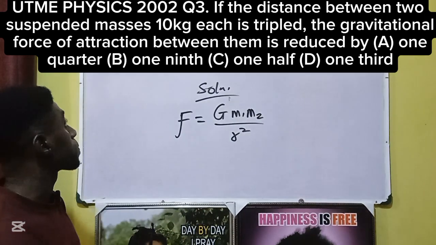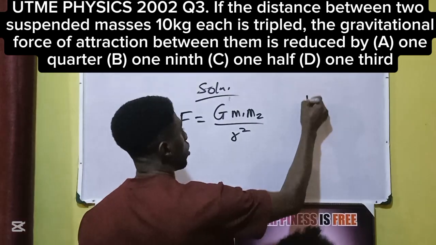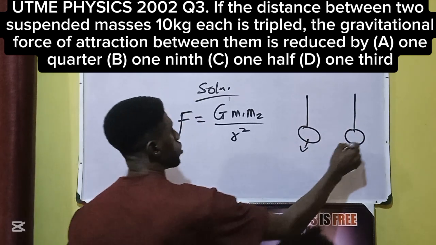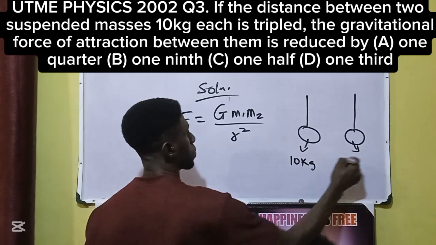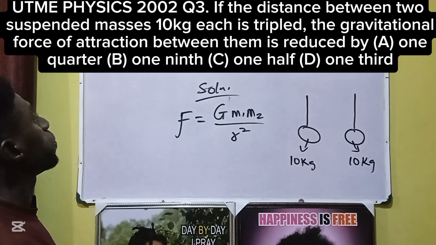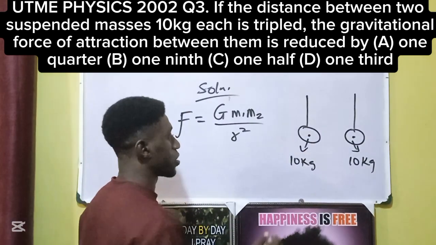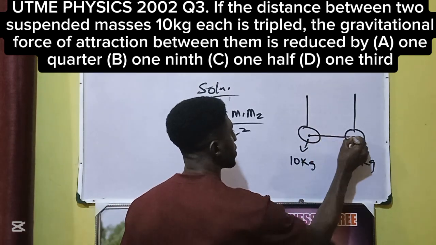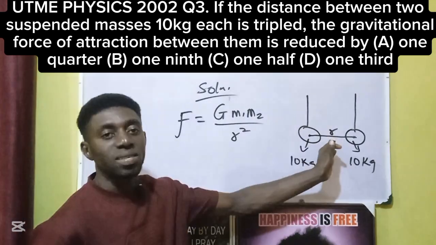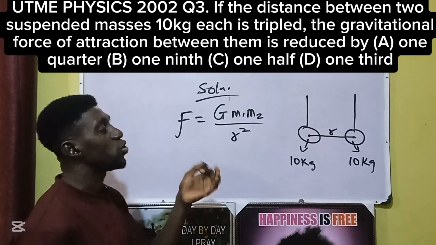Then observe the question again. The question says two suspended masses, mass 1 and mass 2, each is 10 kg. Then the gap between them, we measure center to center. The gap between them is this, R. Center to center gap, that's the mean distance. So this gap is tripled. Then the gravitational force is reduced by.